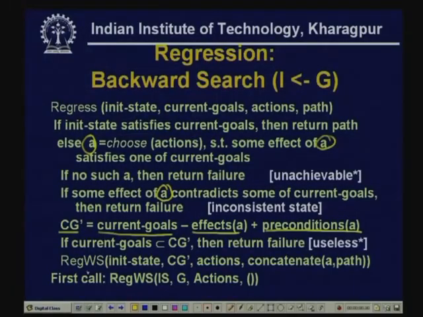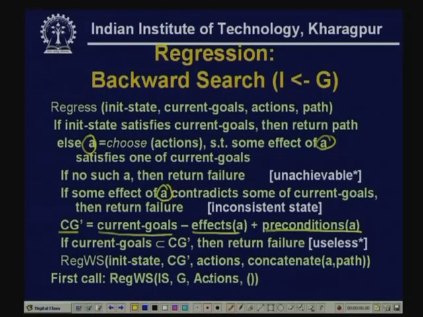Otherwise, we again regress. We call regress with the initial state, the current goals become G prime, the actions remain the same, and to the path we concatenate A. The first time we call regress with the initial state, the goal, the set of actions and the empty path. Is this clear? So, this is the regression algorithm, or the backward search algorithm.